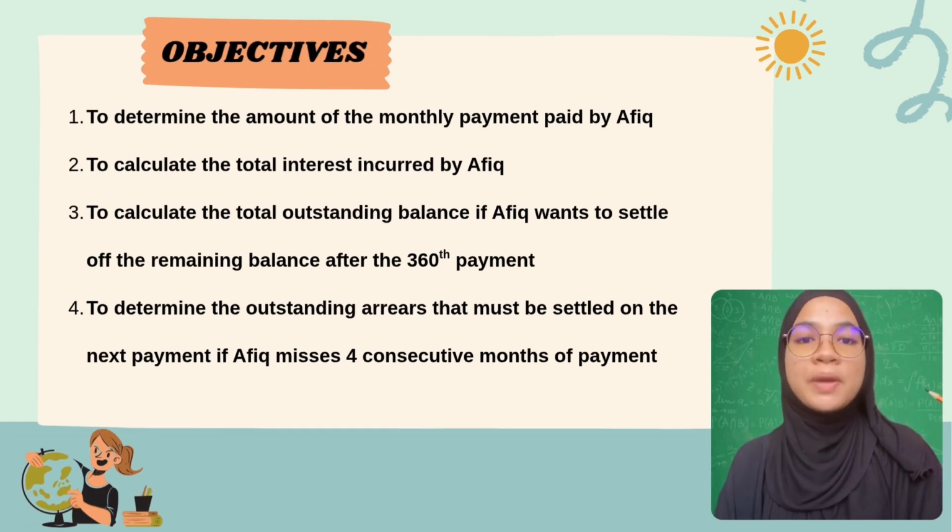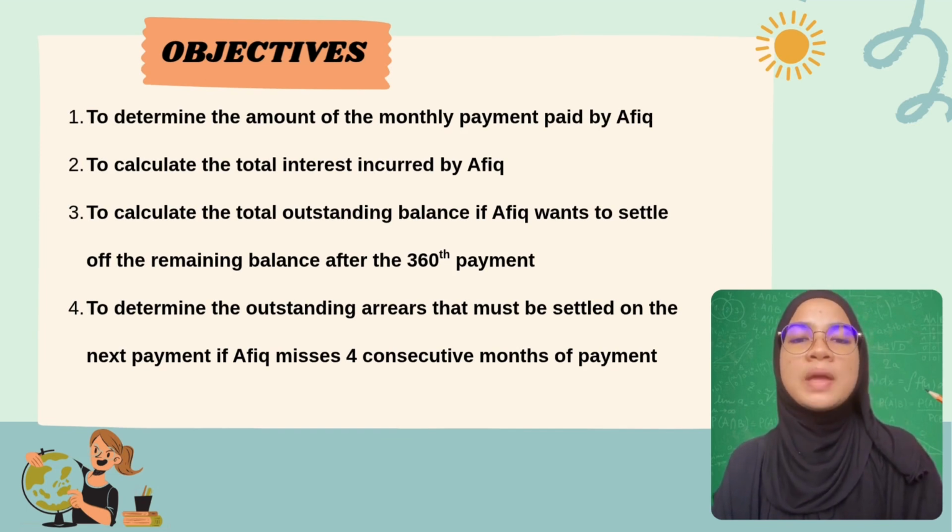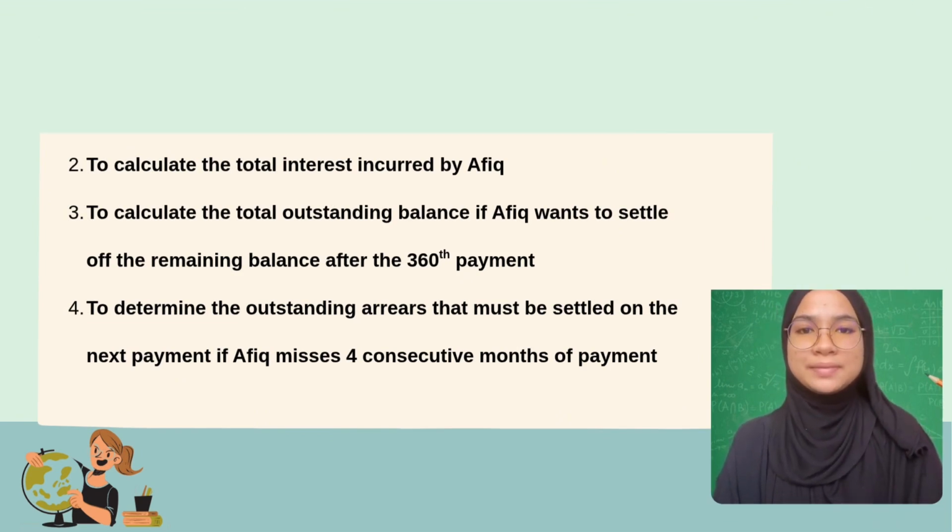So here are the objectives for annuity. The first one, to determine the amount of the monthly payment paid by Afiq. The second is to calculate the total interest accrued by Afiq. Thirdly, to calculate the total outstanding balance if Afiq wants to settle off the remaining balance after the 360th payment. Lastly, to determine the outstanding arrears that must be settled on the next payment if Afiq misses 4 consecutive months of payment.